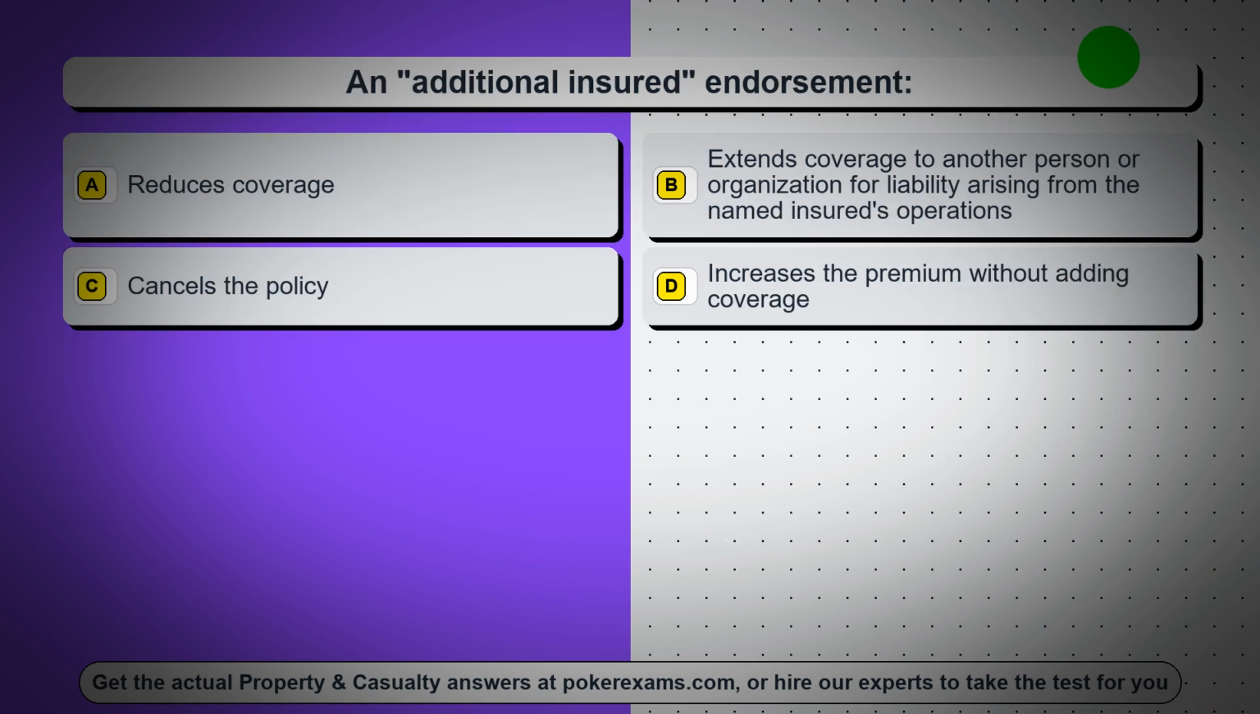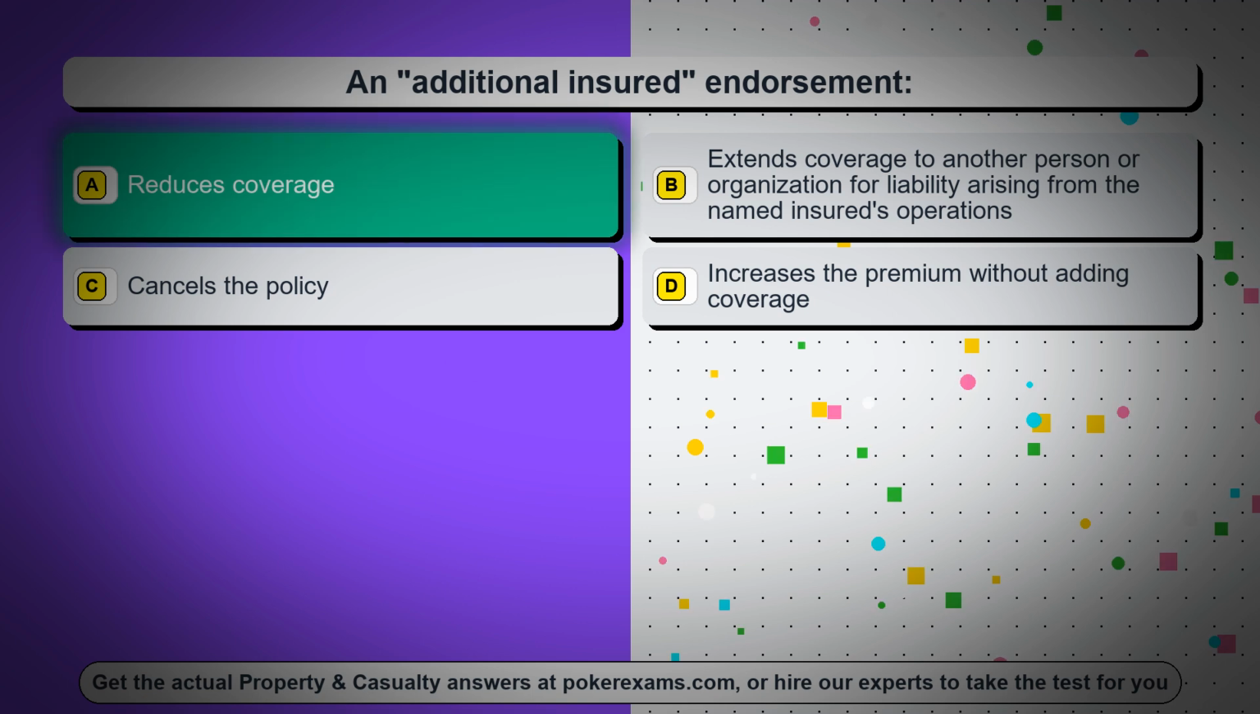Question 52. An additional insured endorsement. Option A, reduces coverage. Option B, extends coverage to another person or organization for liability arising from the named insured's operations. Option C, cancels the policy. Option D, increases the premium without adding coverage. The correct answer is option A, reduces coverage.